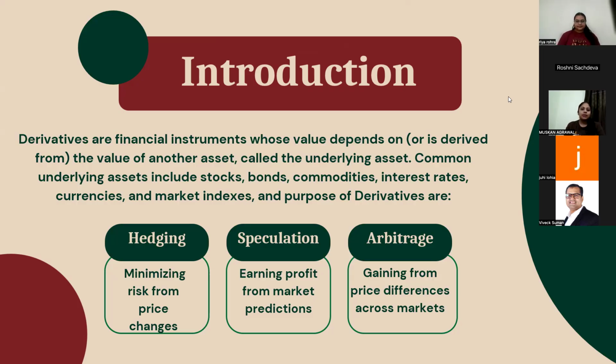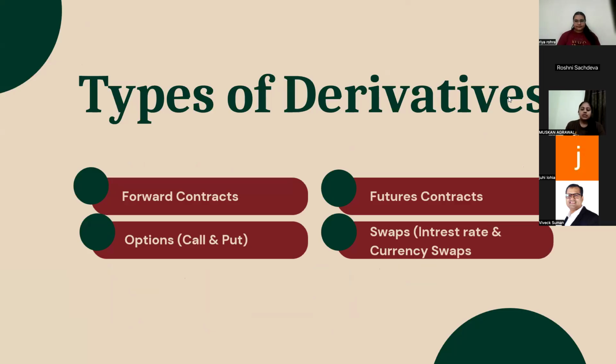So, next slide, please. Now we will see different types of derivatives, and they are forward contracts, future contracts, options, and swaps. Now I would like Riya to continue.